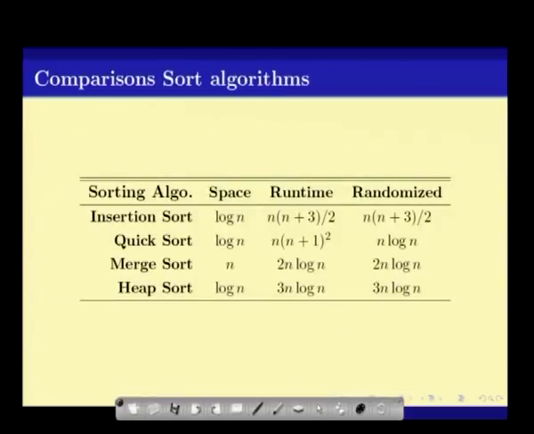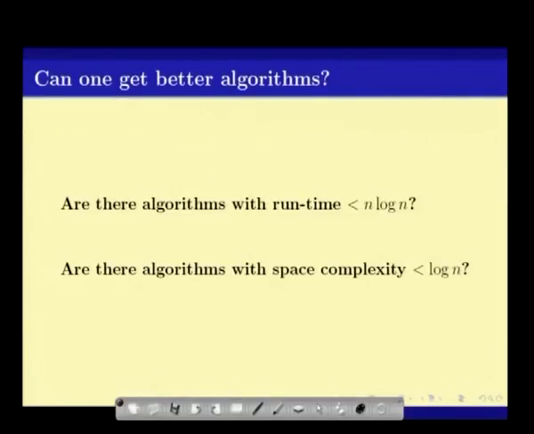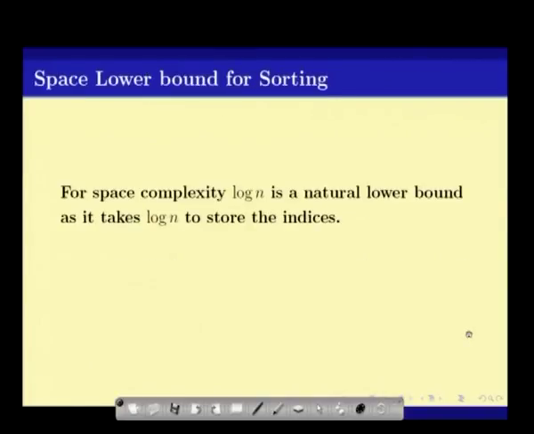So, in the case of these comparison sort based algorithms, we have these four algorithms, and here is their space and runtime complexity. We also saw various other properties. The natural question to ask is, can we improve these algorithms somehow? Can one get an algorithm with runtime less than n log n, whereas the space complexity is also less than log n? So, let us first look at the space complexity.